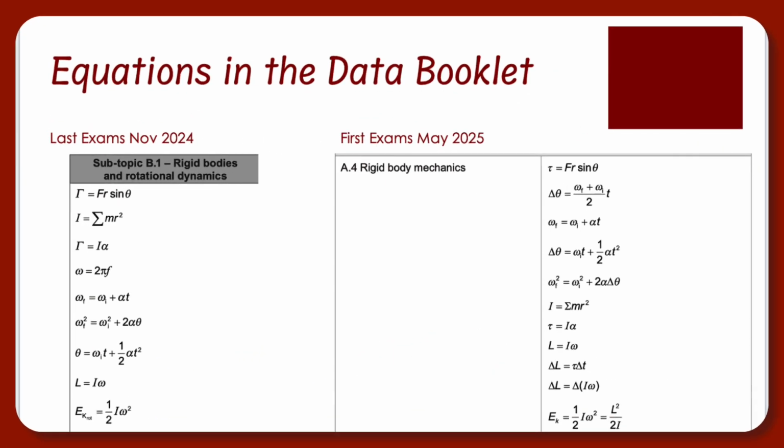So let's look at the data booklet. Right now, we have last exams for 2024 using this in option B, and first exams in May 25, and it looks like this. You'll see that the equations look very similar. Right here is our equation for torque, or right here. In the old syllabus, we use capital gamma, not the lowercase gamma, which I usually call the dead fish. And over here, we use the letter tau for torque. Notice they otherwise are exactly the same.